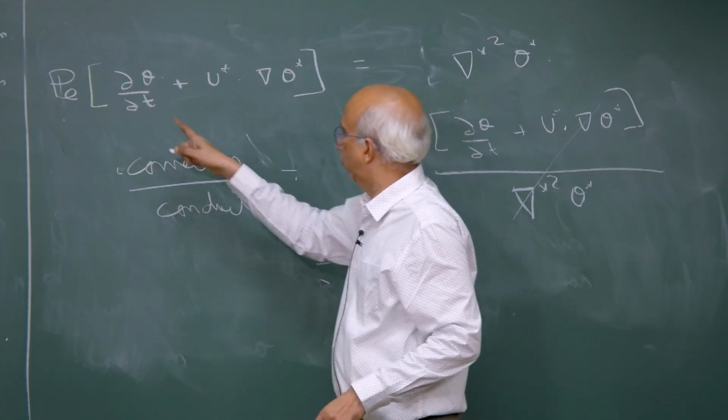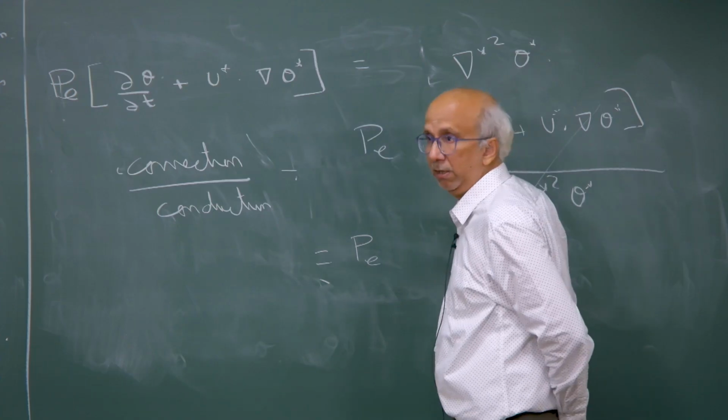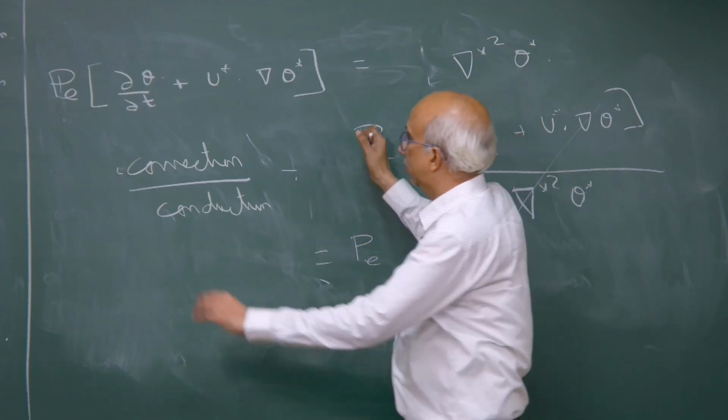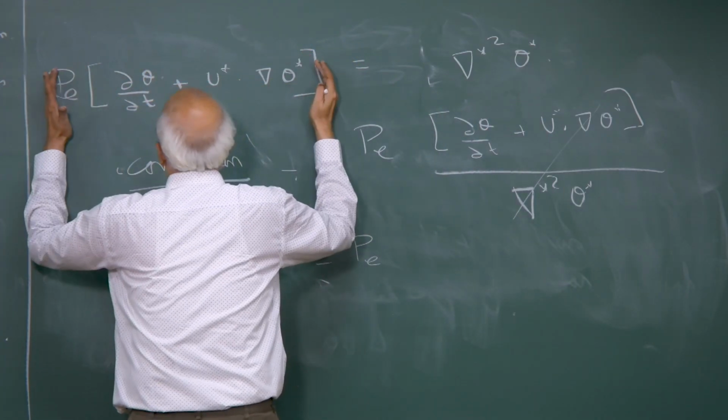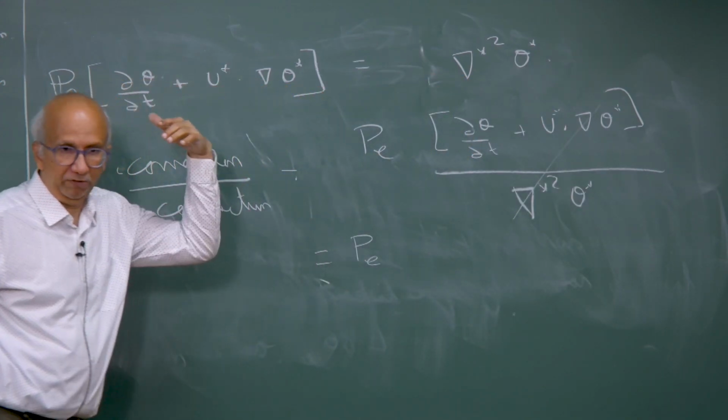So, his question was, look, the Peclet number is this divided by conduction, but it looks like conduction divided by convection. No, this whole thing is convection, this whole thing is conduction. So, you divide that by that.